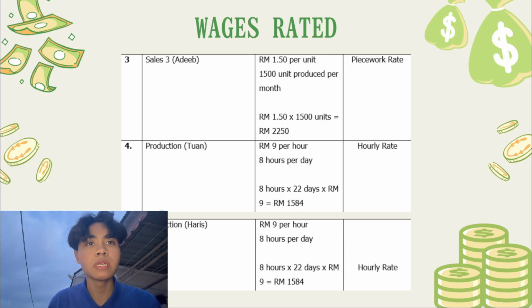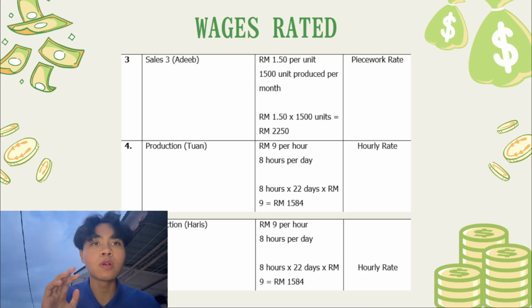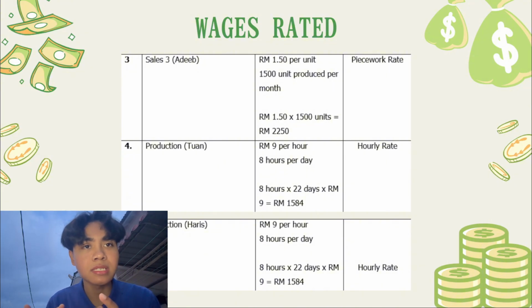So we move to the last production, which is Haris. For cost directness, Haris is 9 ringgit per hour for 8 hours per day. For calculation, it is 8 hours times 22 days times 9 ringgit equal to 1,584 ringgit. For wage rate, Haris is same as Tuan, which is hourly rate. I pass it to Tuan.